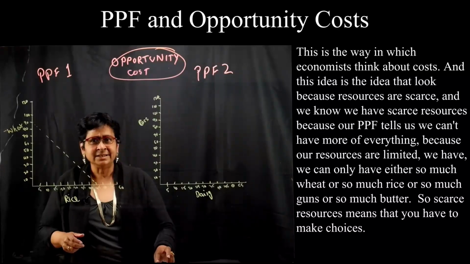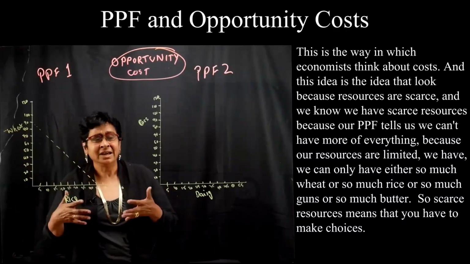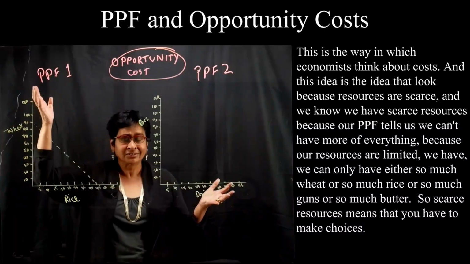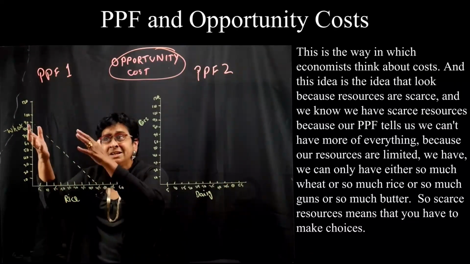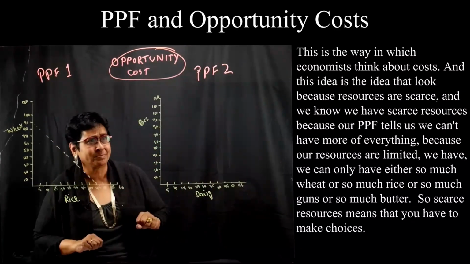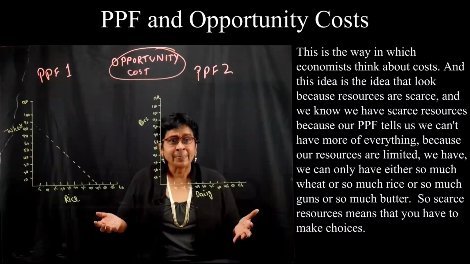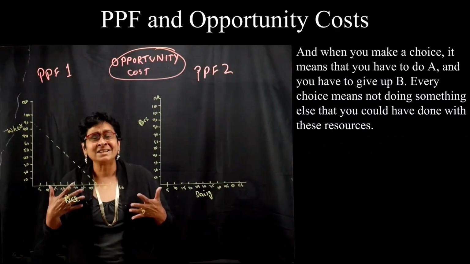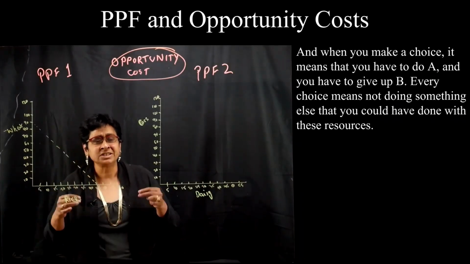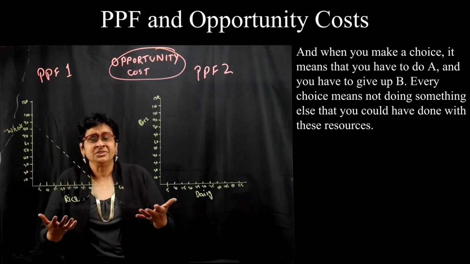And this idea is the idea that, look, because resources are scarce, and we know we have scarce resources because our PPF tells us we can't have more of everything, because our resources are limited, we can only have either so much wheat or so much rice or so much guns or so much butter. So scarce resources means that you have to make choices. And when you make a choice, it means that you have to do A and you have to give up B. Every choice means not doing something else that you could have done with these resources.